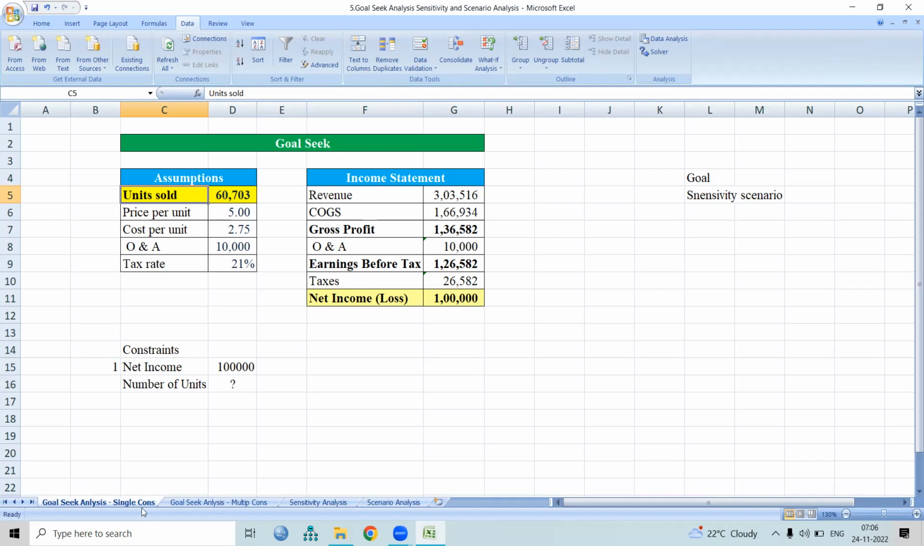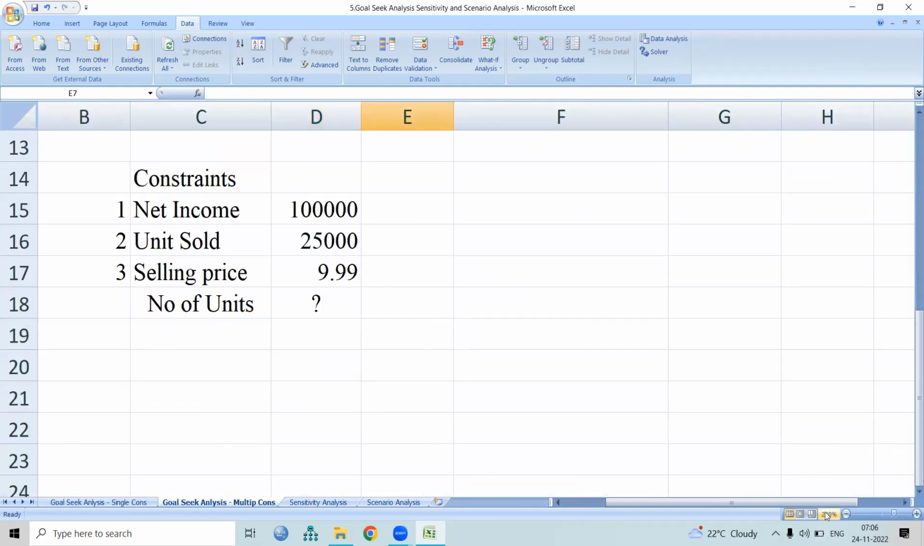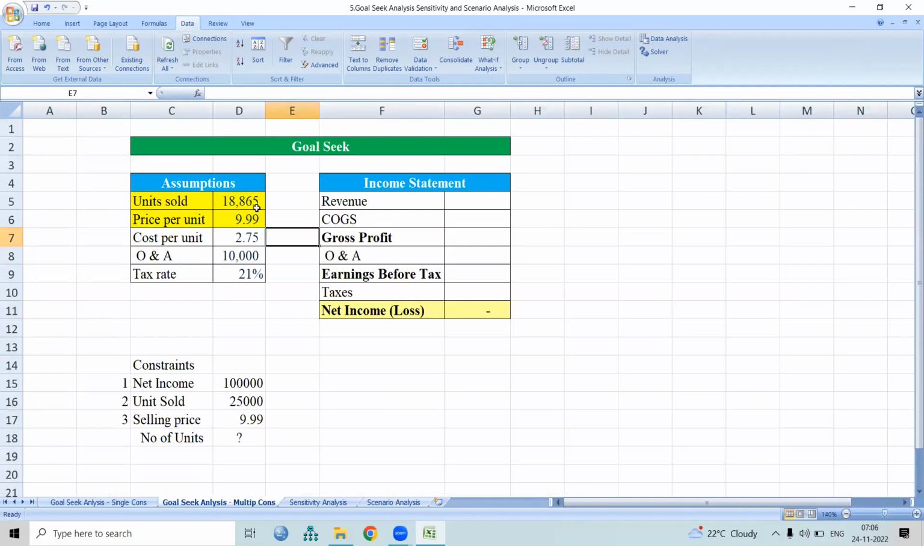Okay. This is basically a single constraint case. Let's go to the goal seek analysis with multiple constraints. We'll go to the next case, multiple constraint. Let's try understanding the same case now, with the same information. Revenue is number of units sold, D5, multiplied by revenue per unit, D6. Cost of goods sold is equal to number of units sold, D5, multiplied by cost per unit, D7.